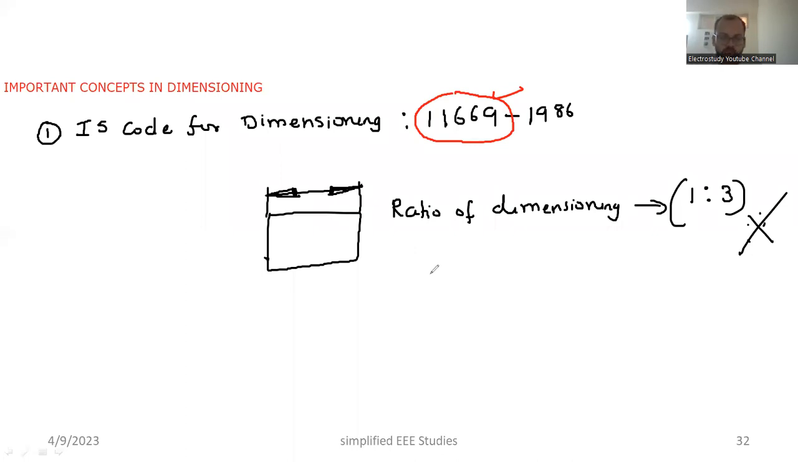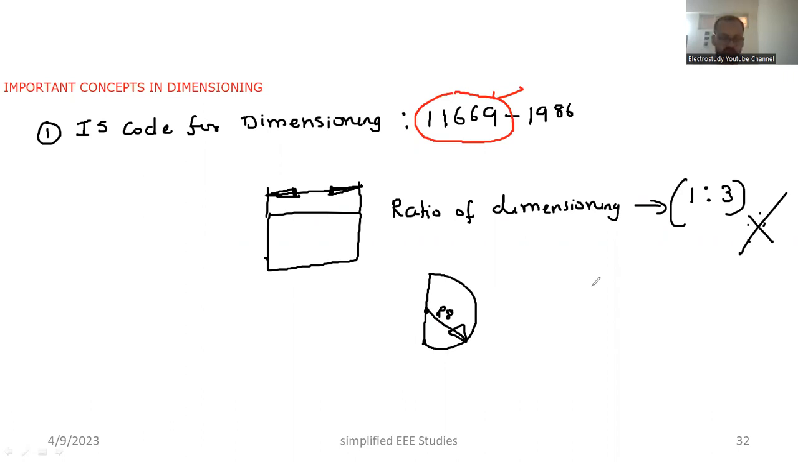Suppose you can see a semicircle. How to dimension the radius? Very simple. You can put it like this. Above that you can write R8. What is R8? The radius equals 8.